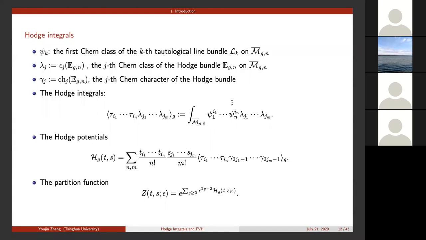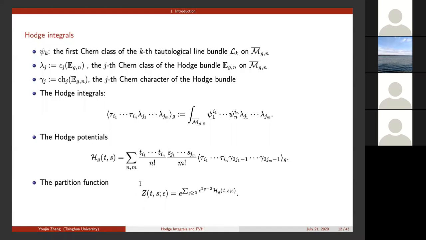For the psi classes, as before, we use T0, T1, and so on to mark these classes. For the gamma classes, we use new indeterminates denoted by S1, S2, and so on, to mark the gamma classes. Then we form the generating function, denoted by Hg, the genus g Hodge potential. If we put all the S equal to zero, then we return to the intersection numbers of the psi classes, and also to the generating function of free energy for two-dimensional topological gravity.